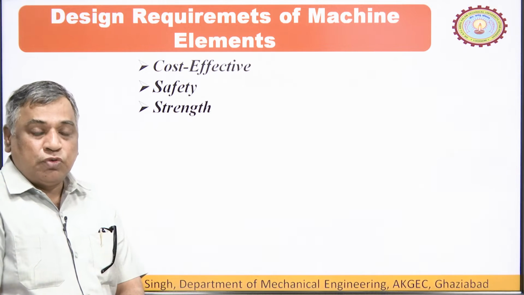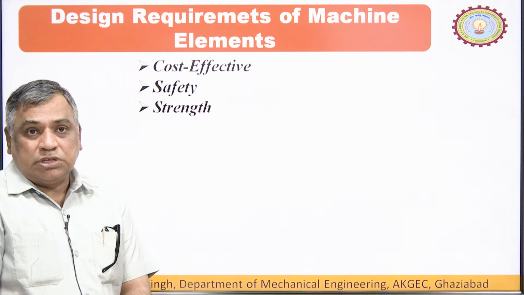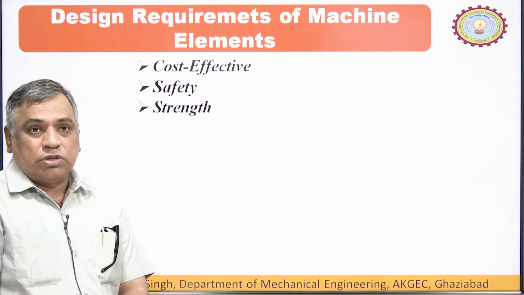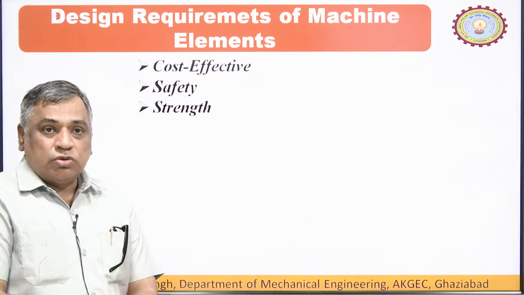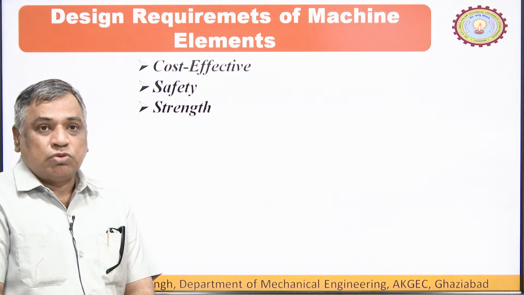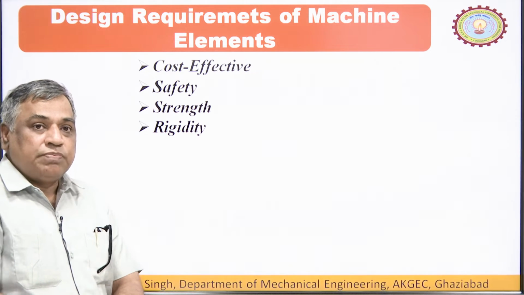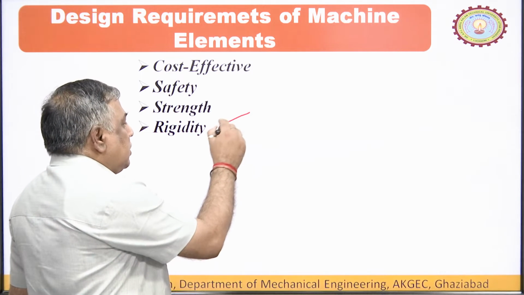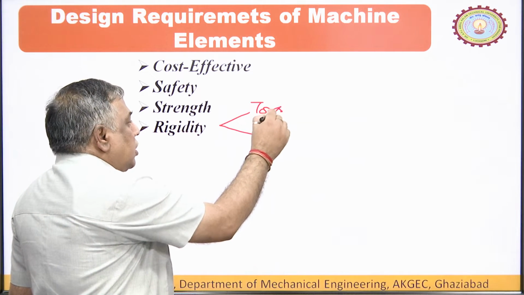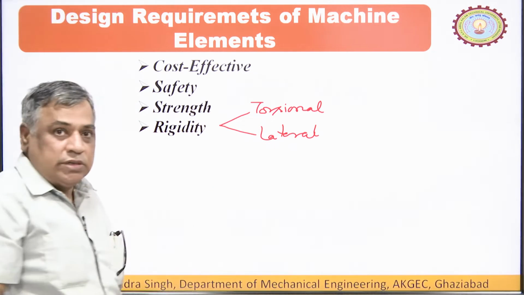Then from the strength point of view, it must have sufficient strength to take the design load, whether this is a fluid load, a thermal load, or a physical load. The strength of the material should be sufficient to resist and provide safety against the applied load in the application. Then the rigidity. For example, in a shaft, we consider two types of rigidity, the torsional and lateral. So, it should not deflect.